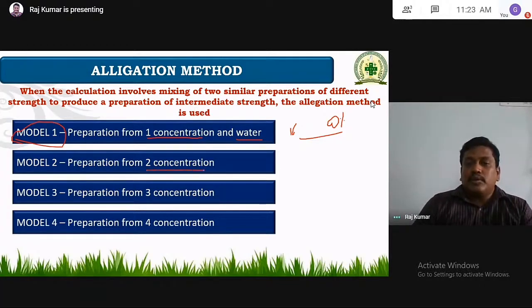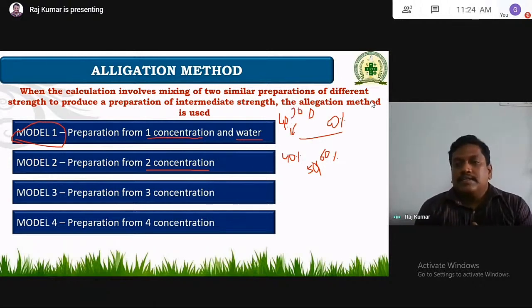Then if the preparation has 2 concentrations, for example 40% and 60%, and you have to prepare 50%, then this type of thing will be considered model 2, preparation from 2 concentrations. Here you have to prepare from 40 and 0. One is 0 and one is 40, and you have to prepare 30. So that is model 1. Then model 2 means from 40 and 60 you have to prepare 50.